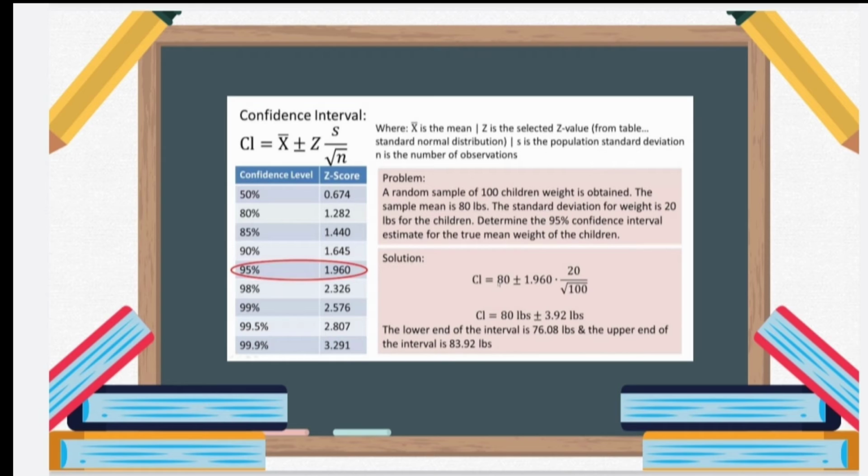And paano natin kukunin yung lower bound and the upper bound? So kapag ang lower bound ang kukunin natin, ang gagamitin natin is subtraction, and kapag ang upper bound ang kukunin natin, ang gagamitin natin is addition. So 80 lbs minus 3.92 is equal to 76.08 lbs. And then kapag ang upper bound naman is 80 plus 3.92 lbs is equal to 83.92 lbs.